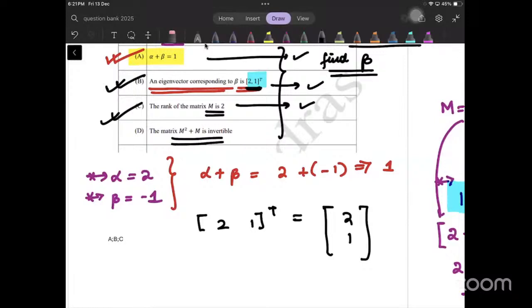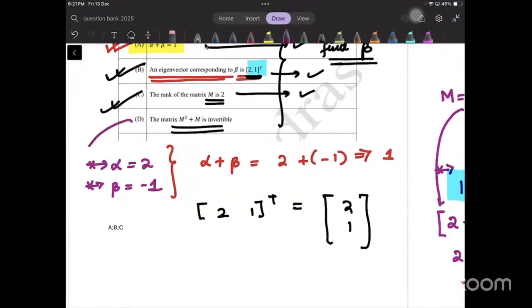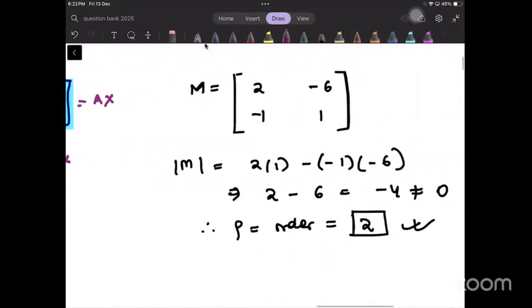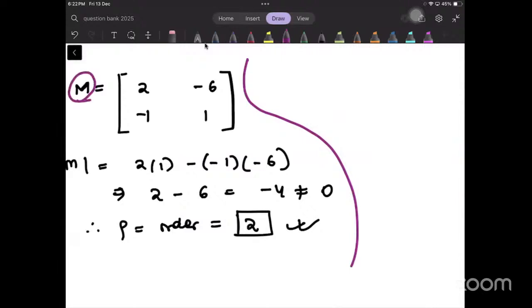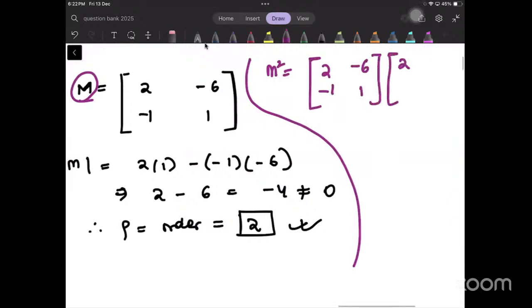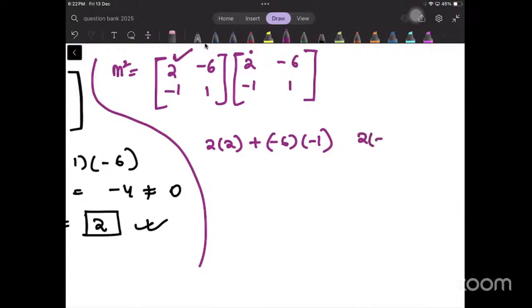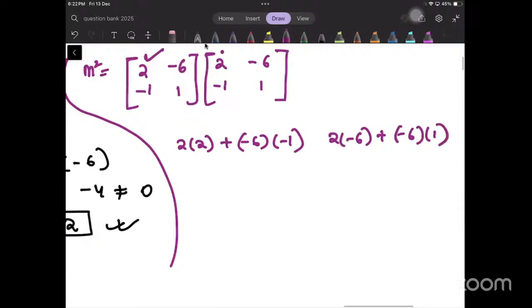Now look at the last case. M square plus M is invertible. So for any matrix to be invertible, what do we require? When we find the determinant of that matrix, it should be non-zero. Its determinant should be non-zero, right? So let's find out what M square will be. This is M. This is M. What will be M square? M into M. Right? So what will you get? 2 into 2, 4, plus minus 6 into minus 1. Then 2 into minus 6 plus minus 6 into 1. Then minus 1 into 2 plus 1 into minus 1. Minus 1 into minus 6 plus 1 into 1.